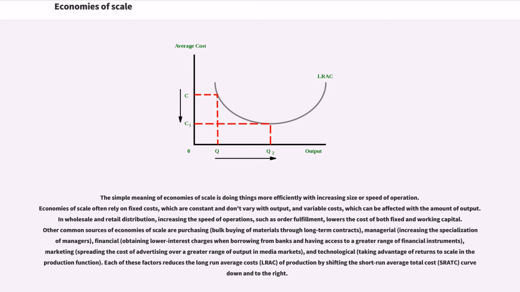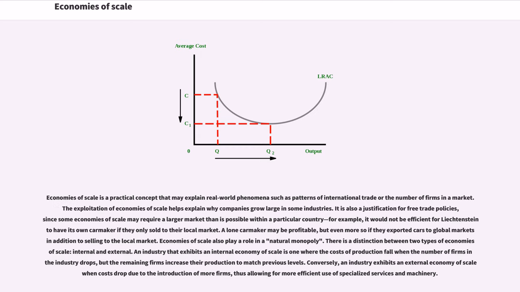Each of these factors reduces the long-run average costs, LRAC, of production by shifting the short-run average total cost, SRAC, curve down and to the right. Economies of scale is a practical concept that may explain real-world phenomena such as patterns of international trade or the number of firms in a market. The exploitation of economies of scale helps explain why companies grow large in some industries.